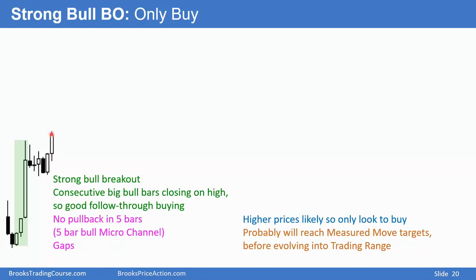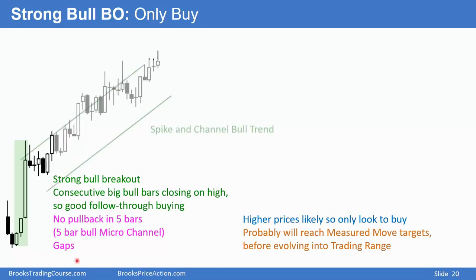Higher price is likely, so better to only look to buy. Probably with a strong bull breakout like this, we'll get some kind of measured move up, maybe based upon the breakout. Maybe the open of the first bar, close of the final bar, measured move up here. Strong bull breakout, pullback, probably a channel, and then a trading range.